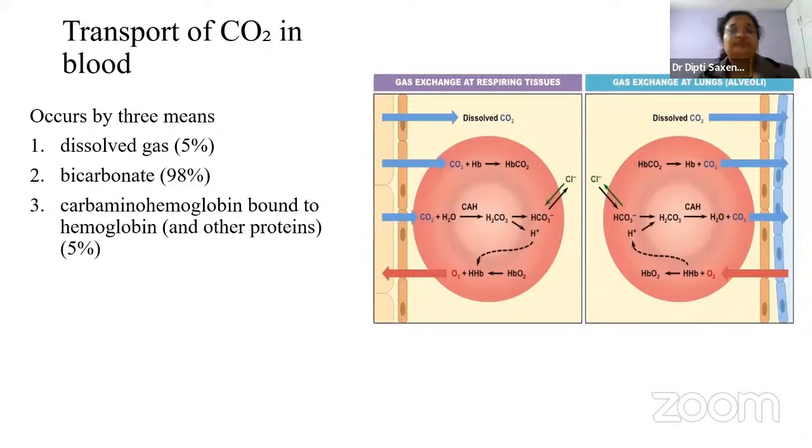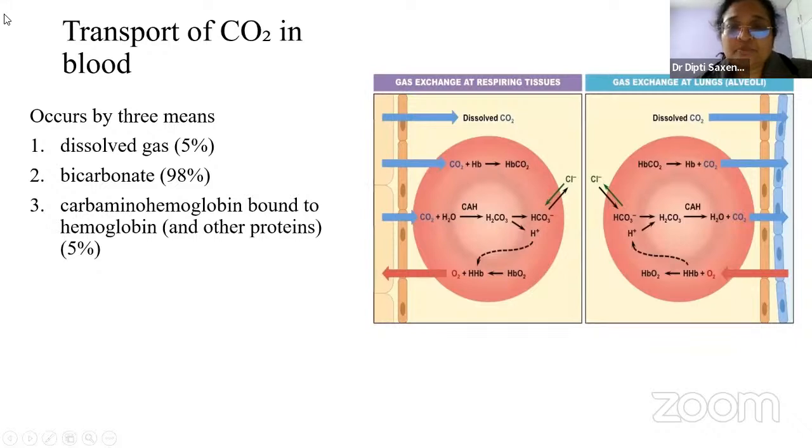Now, what happens? There are three ways in which carbon dioxide is transported in blood. 5% of it is in the dissolved form, 90% of it is taken up in the form of bicarbonate, and 5% in the form of carbaminohemoglobin bound to hemoglobin and other proteins.